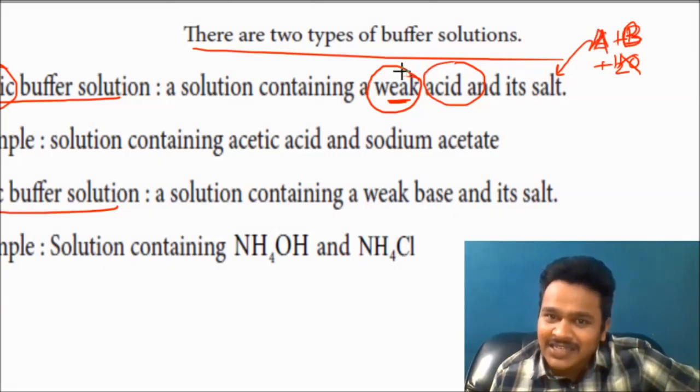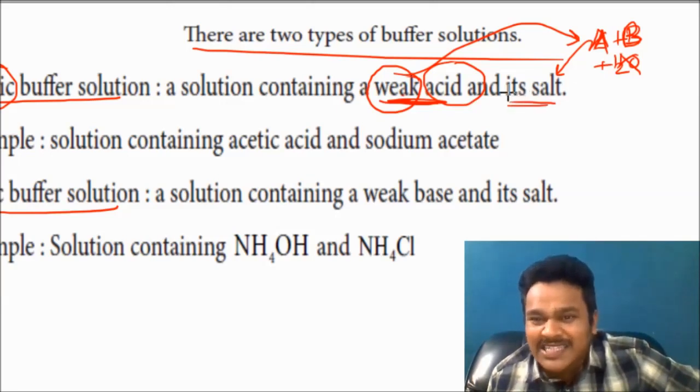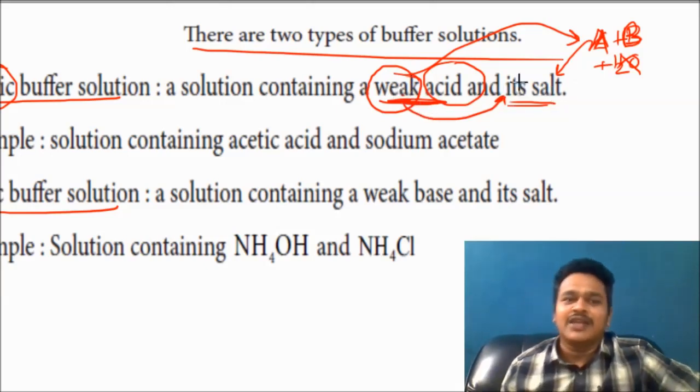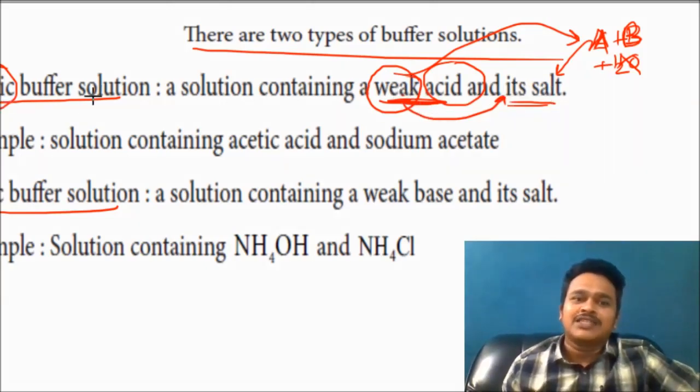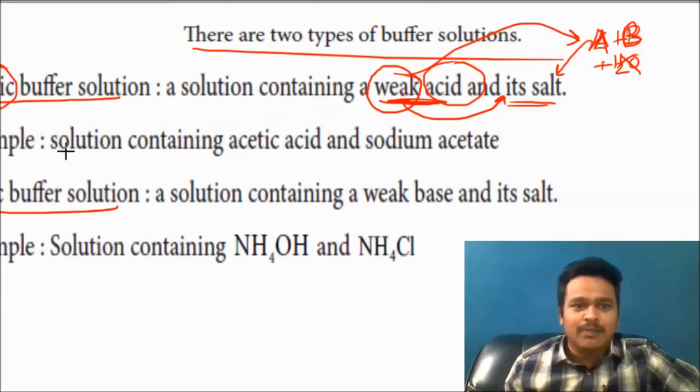This salt is formed by one acid and one base. Definitely this acid is this acid: whatever weak acid you are taking, by this weak acid only the salt has to form. That is the meaning here. It's its salt. This weak acid and its salt, then you can say this is an acidic buffer. Acidic buffer means a weak acid and its salt. Observe the example and you can understand now.